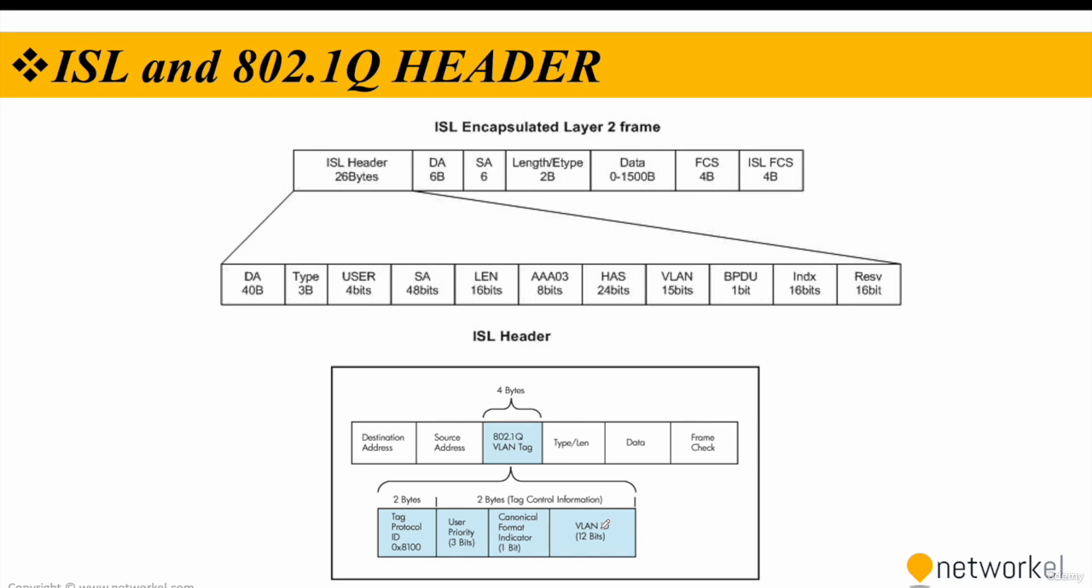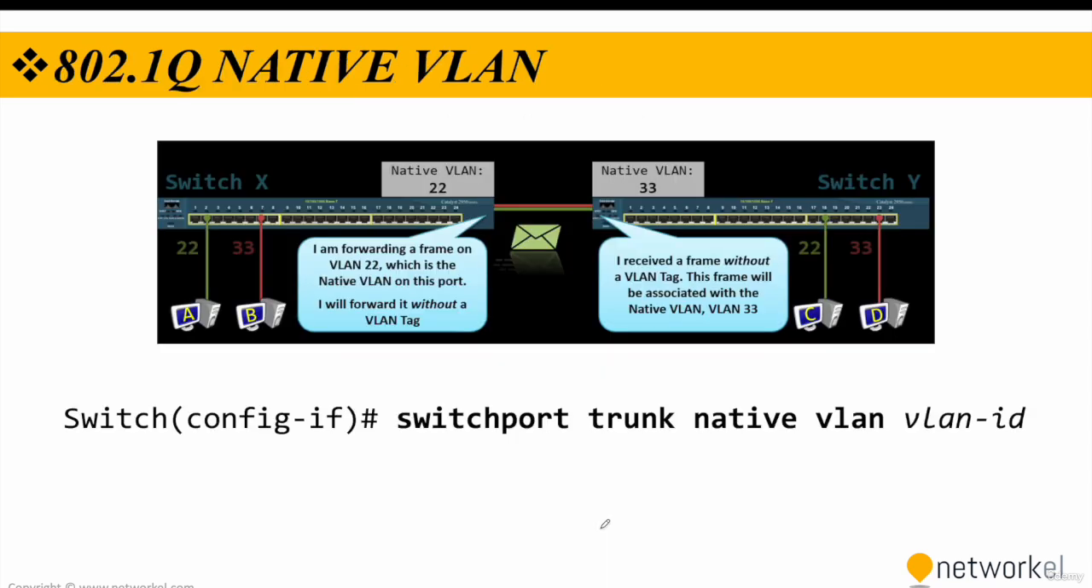.1Q has less frame overhead than ISL. So as a result, .1Q is more efficient than ISL, especially with small frames. The .1Q overhead is only 4 bytes, while ISL is 30 bytes, guys. So today, mainly .1Q is being used in modern networks.